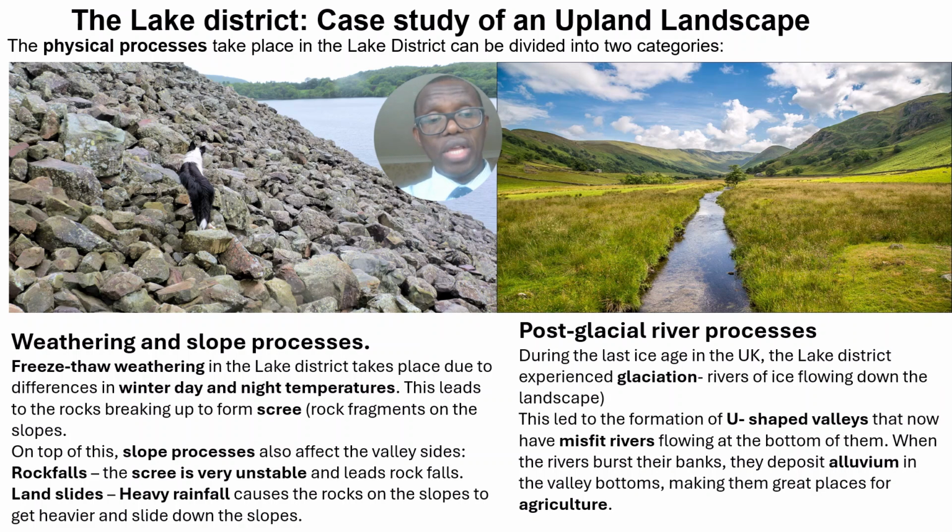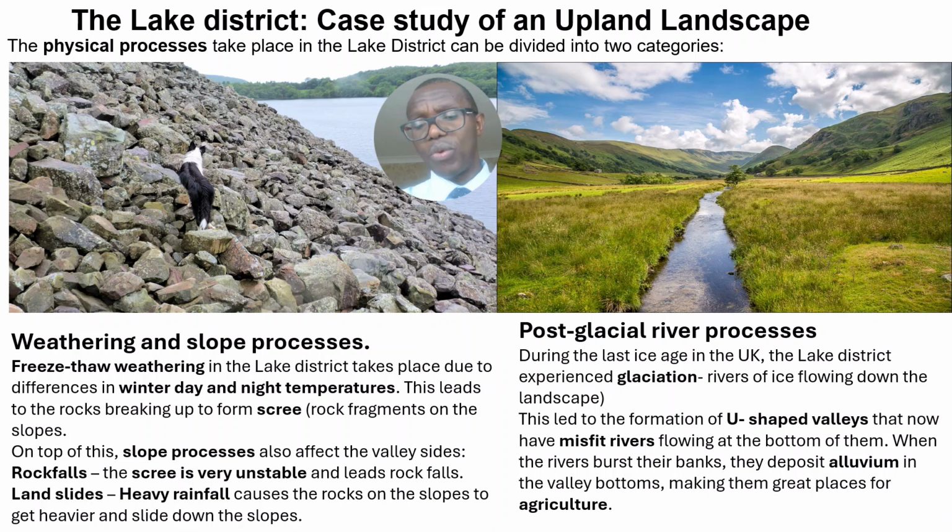Now, the second category that we said that we'll look at here is postglacial river processes. Now, postglacial obviously here is referring to the time after the last ice age here in the UK. And now that last ice age here in the UK took place around 11,000 years ago. And at that time, the Lake District experienced glaciation, which refers to rivers of ice that are flowing down the landscape. So this led to the formation of U-shaped valleys that now have misfit rivers.